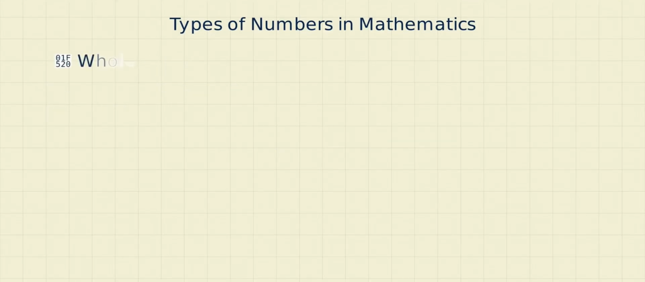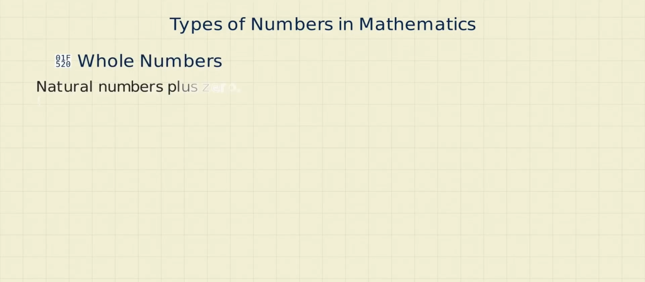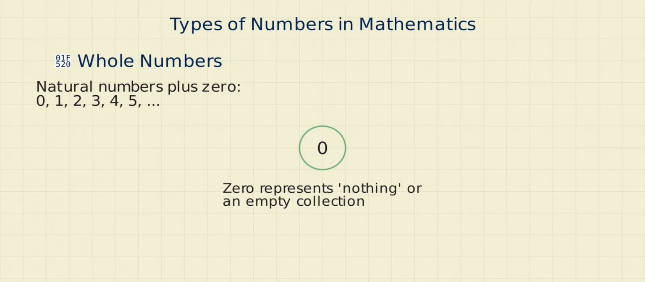Whole numbers include all the natural numbers plus 0, so whole numbers start from 0: 0, 1, 2, 3, and so on. The concept of 0 is essential in mathematics. It represents an empty set or nothing. Adding 0 to natural numbers gives us the set of whole numbers.